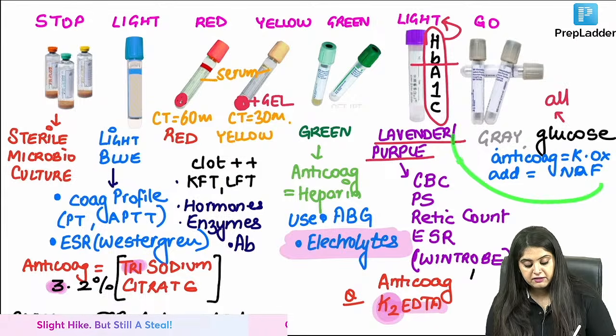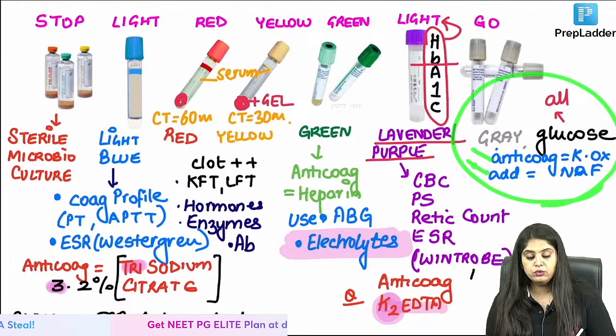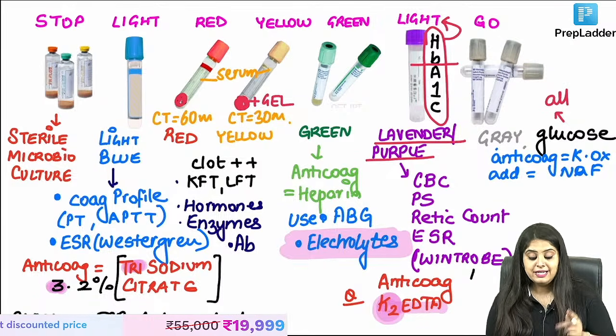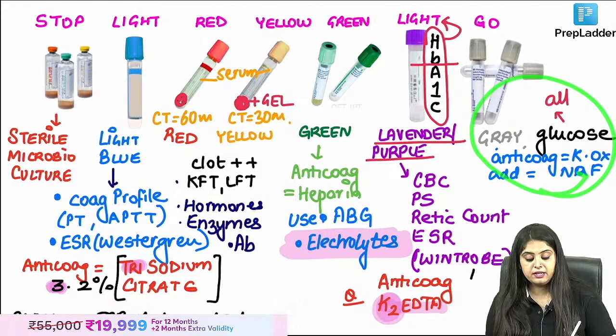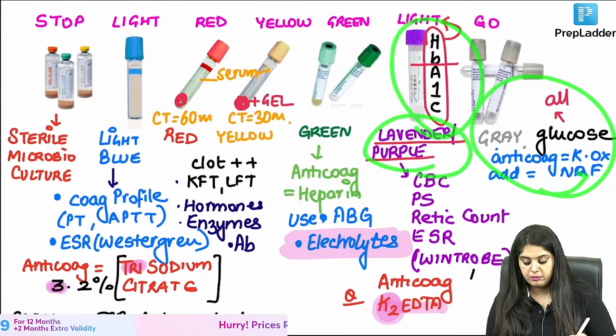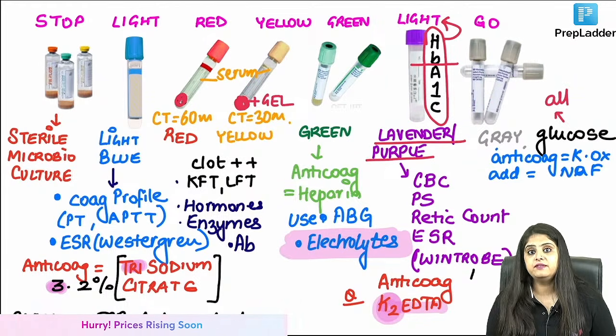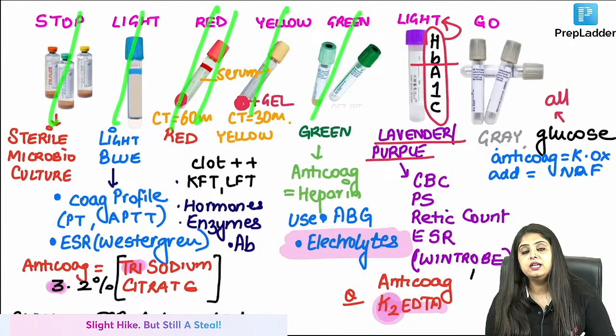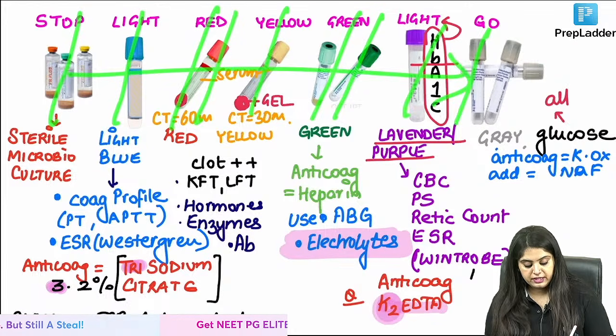So now everything for gray is important. Gray has two things, anticoagulant as well as additive. First catching point over here. Second, all glucose is put in gray, but glycated hemoglobin is going to be put in lavender. This is very, very important. Repeating once again, stop light: red, red, yellow, green, green light go. That is the order that you are going to put it in.